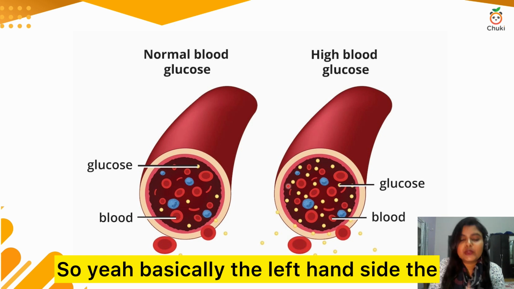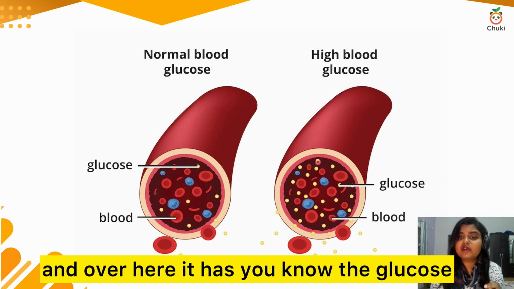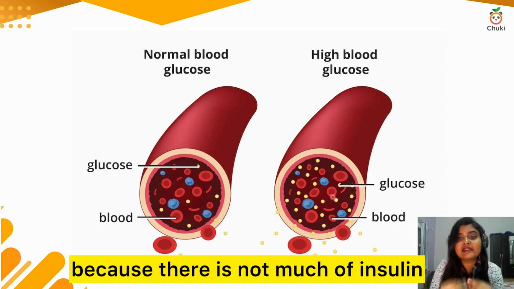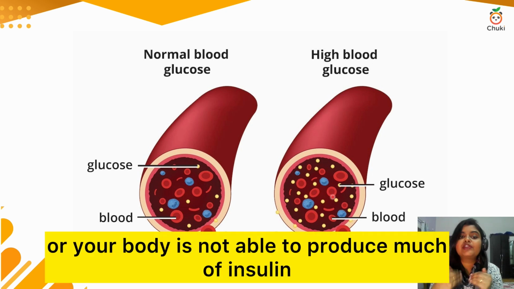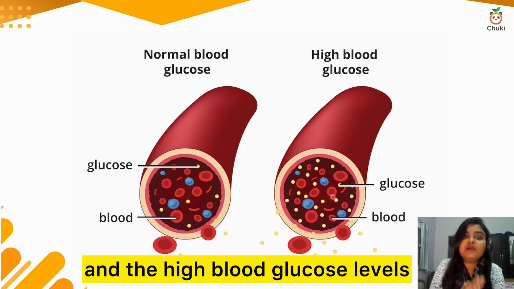So basically, on the left-hand side, the normal blood glucose level has the right amount of glucose, and over here the glucose is higher in your blood because there is not much insulin, or your body is not able to produce much insulin. So this is the difference between normal blood glucose and high blood glucose levels.